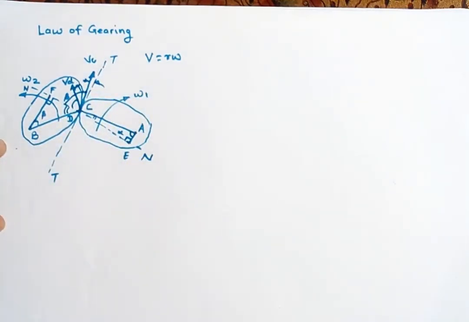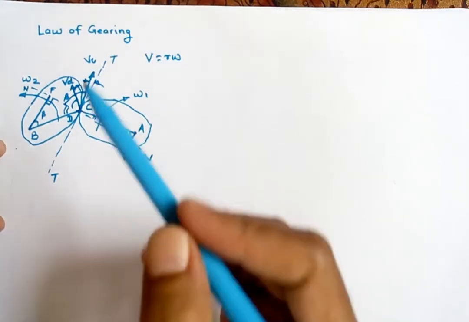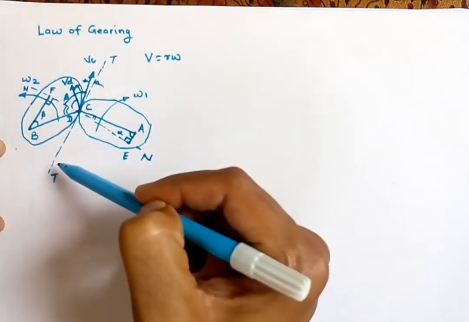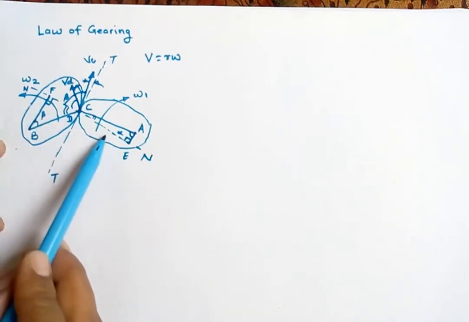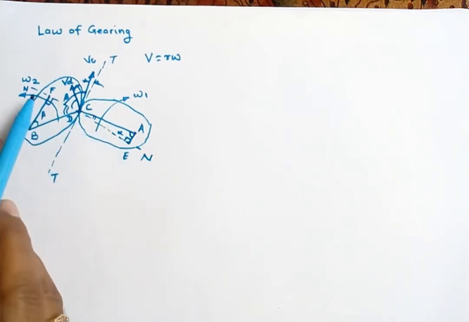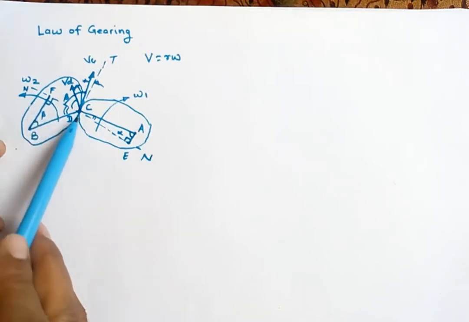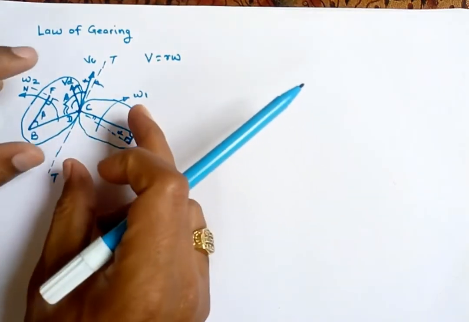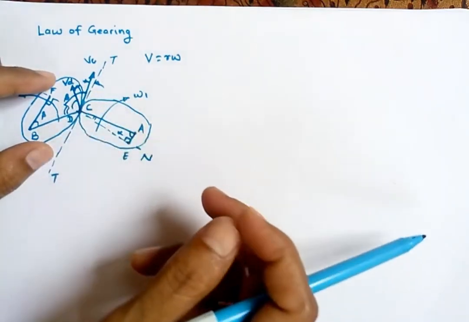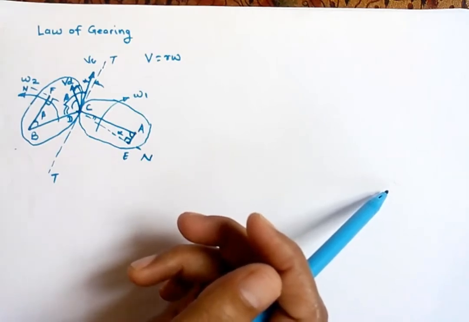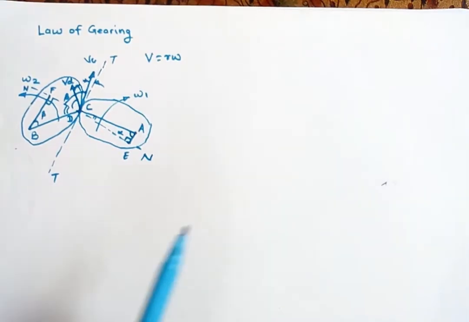Now, if there is to be continuous motion between the two profiles, then there should be relative motion along the common tangent. There should not be any motion along the common normal. If there is relative motion between the two profiles along the common normal, then the two profiles either will get separated or one profile will try to penetrate into the other. So there should not be any relative motion along the common normal.